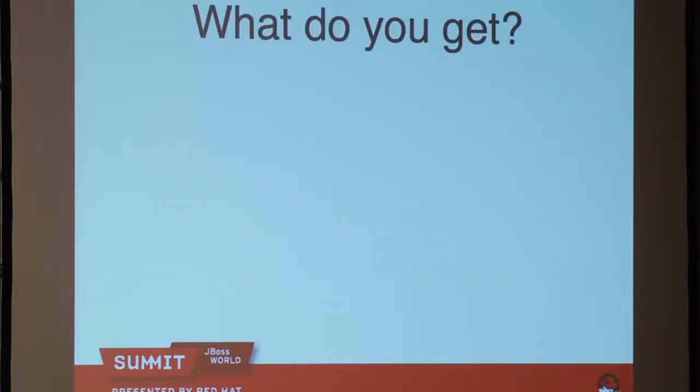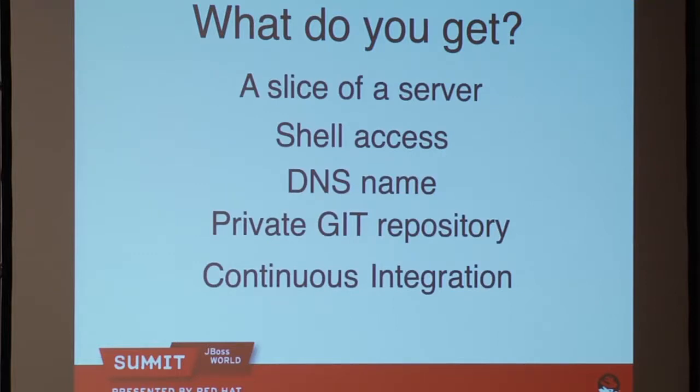So what do you get when you create an application like this? You get basically a slice of the server. Right? And that slice, you can SSH into it. You can see exactly what processes are running there. You get a DNS for every application. And you get a private Git repository. This I talked about. Basically, every app has its own Git repository. No one else can look at it. This is not the same as GitHub. It's not public. And you get continuous integration.